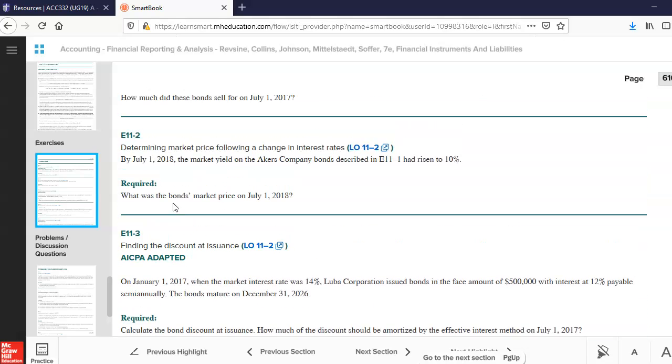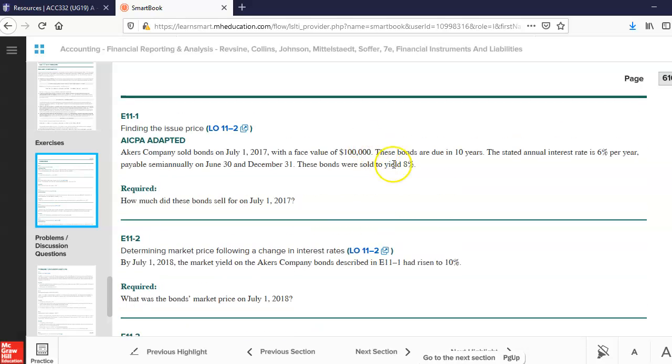Okay, so question 2, determining the market price following the change of interest. It says July 1 of 18, the market yield on Acres bonds described up above went to 10%. So what's the bond's market price July 1 of 18? Keep in mind, this is a year later, and now the market rate of interest has changed to 10. It was 8, now it's 10. So over here it was 8, here it's 10.